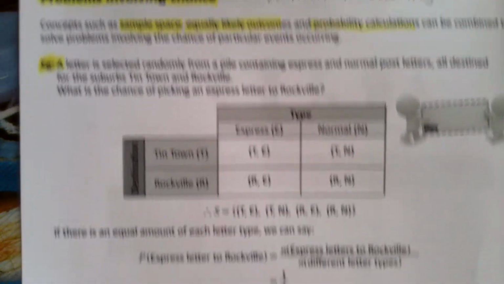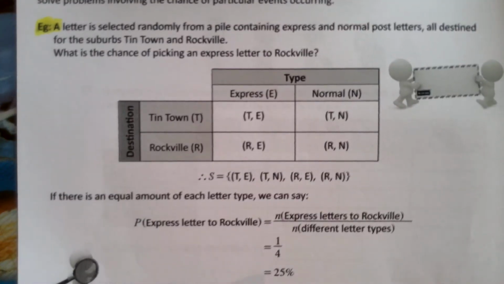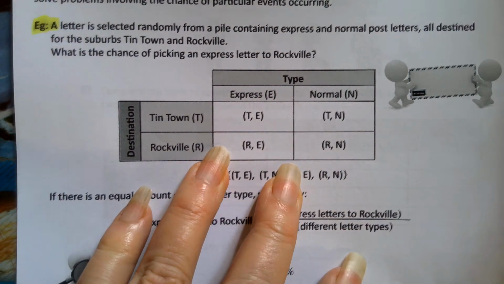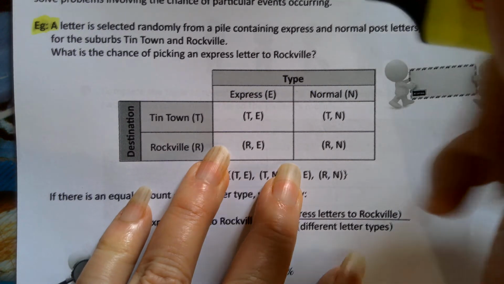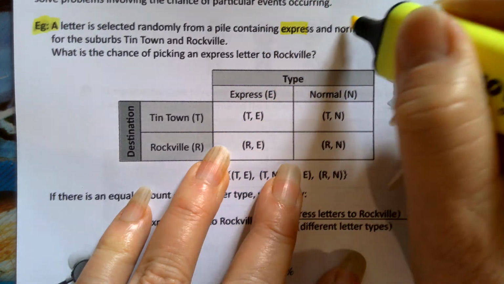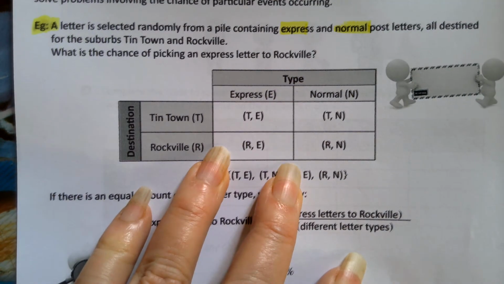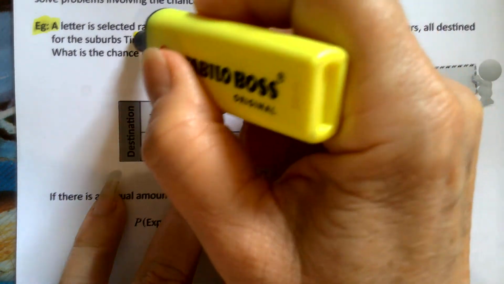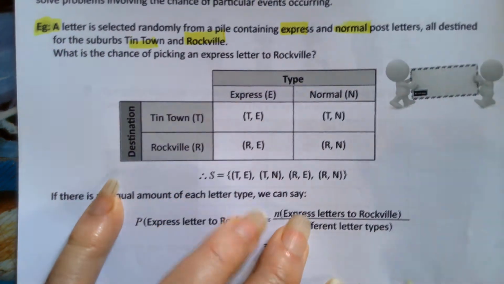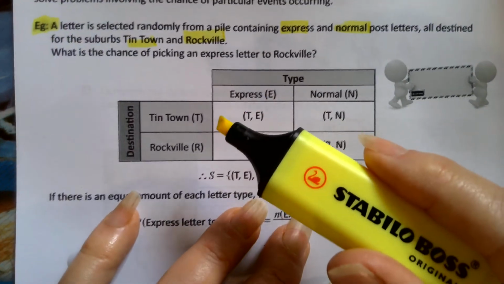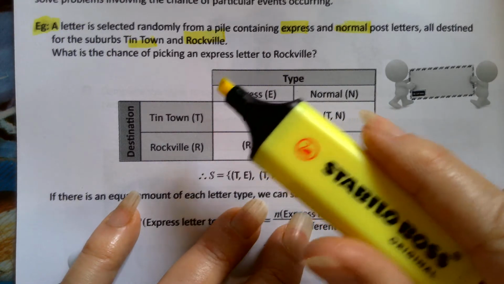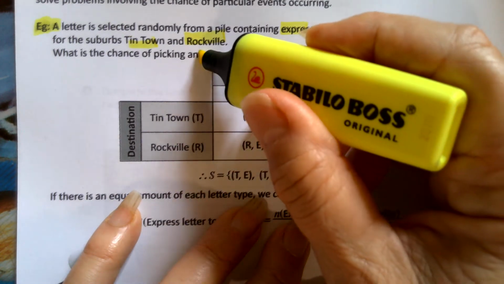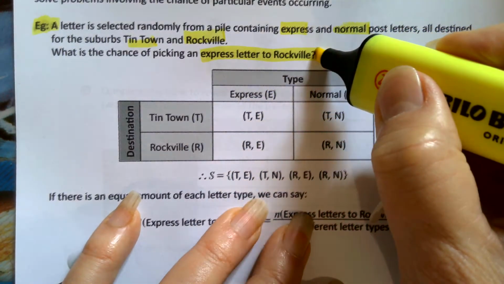This is a type of problem you might get. A letter is selected randomly from a pile containing, now I like to highlight, express and normal post letters. All are destined for the suburbs of Tin Town and Rockville. We have set up two-way tables before, and we're going to look at the chance or probability of picking an express letter that goes to Rockville.